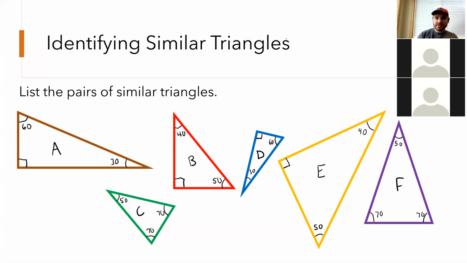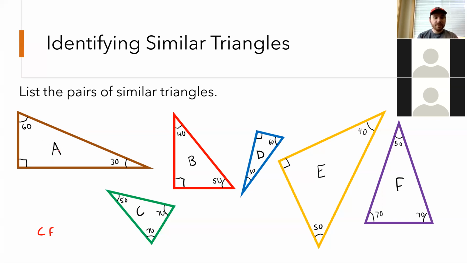So as we can see, we've got 4 right triangles. So A, B, D, and E are all right triangles. C and F are isosceles acute triangles. So the first pair is C and F. That's pretty easy to figure out. They've both got two 70-degree angles and a 50-degree angle. The right triangles are a little harder to distinguish.